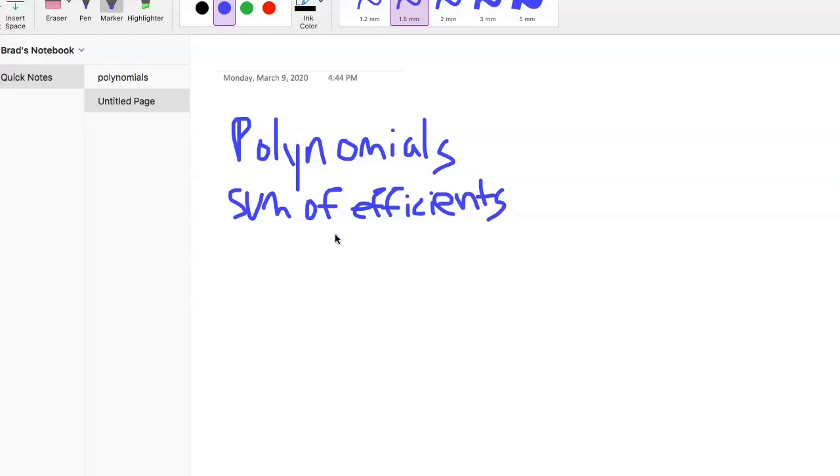So, sum of the coefficients. If we have 3x, well, this 3 right here is called a coefficient. In this case, if they asked what's the sum of the coefficients, and they just gave you 3x, that would be 3. There's nothing else to add. But sometimes they'll give you something a little trickier.